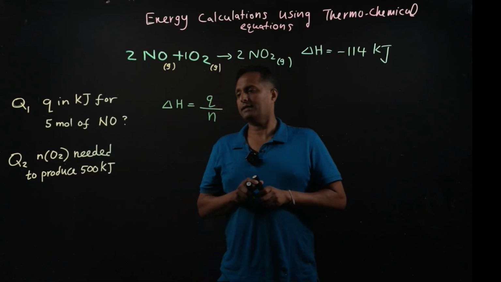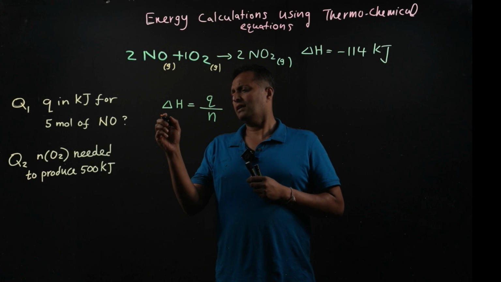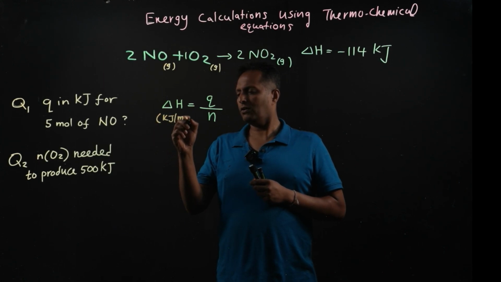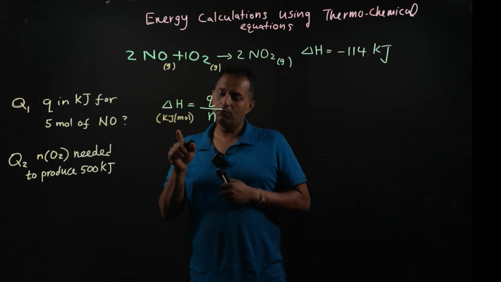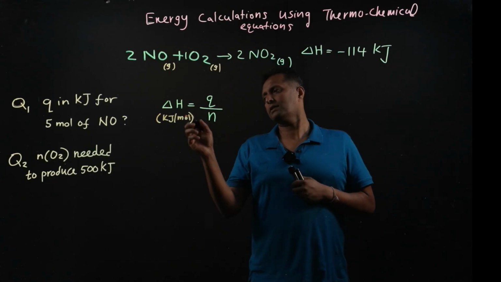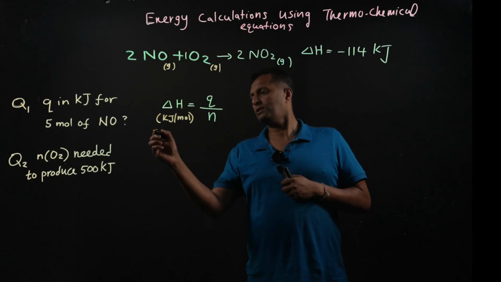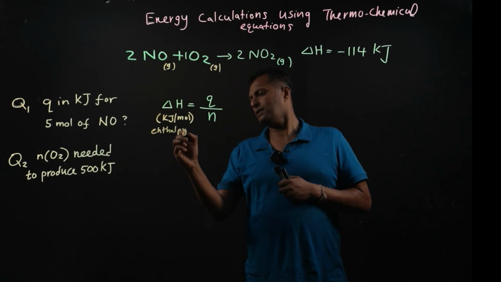So what is delta H? Delta H is the enthalpy change according to the data booklet, so this is in kilojoules per mole. If you are going to use this equation, it is important that you find the delta H value per mole of the substance. All right, that's the enthalpy change.